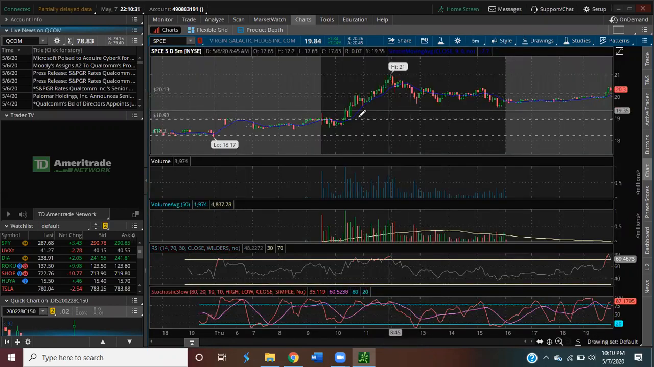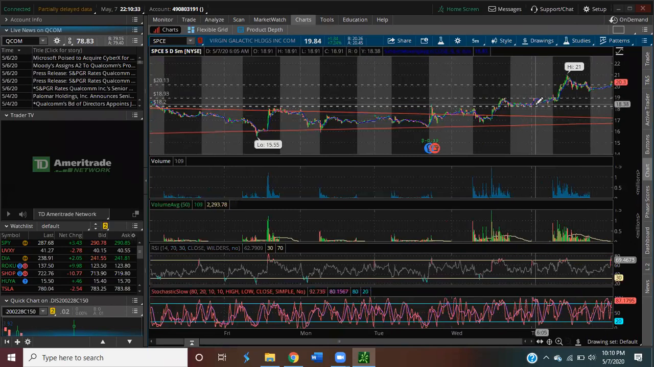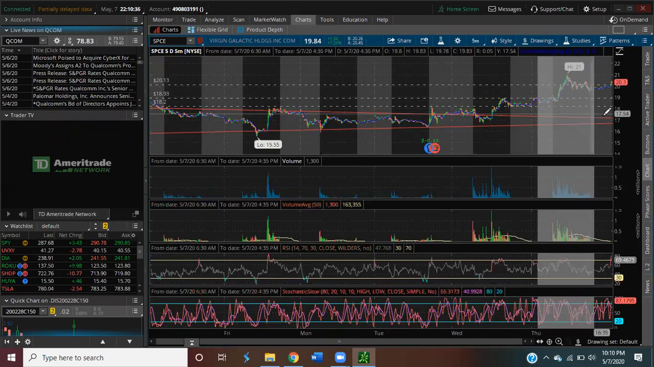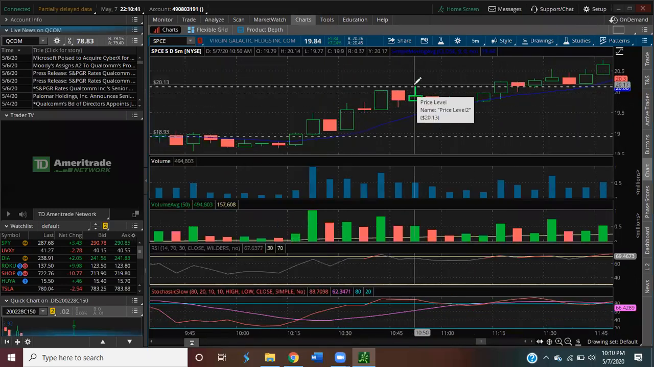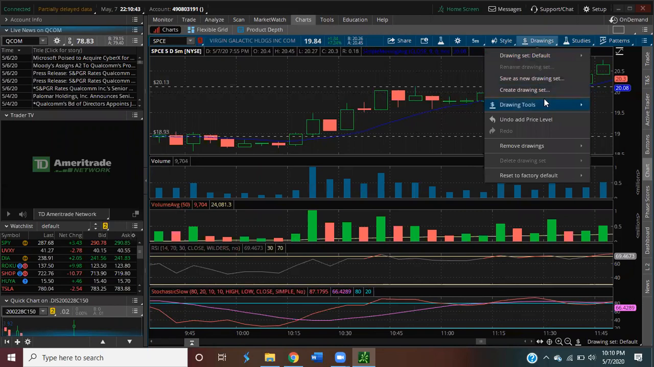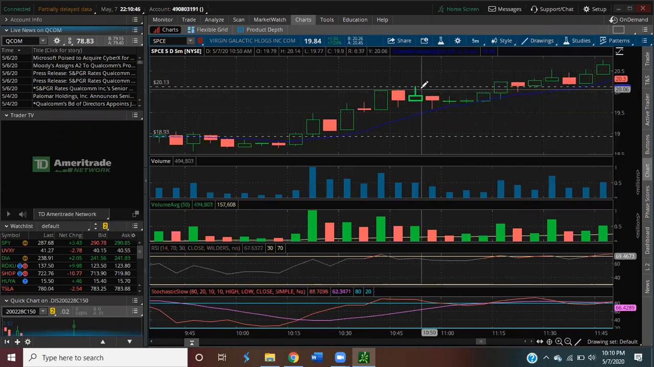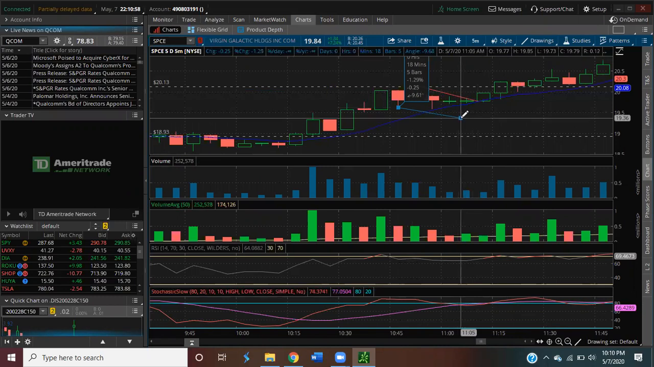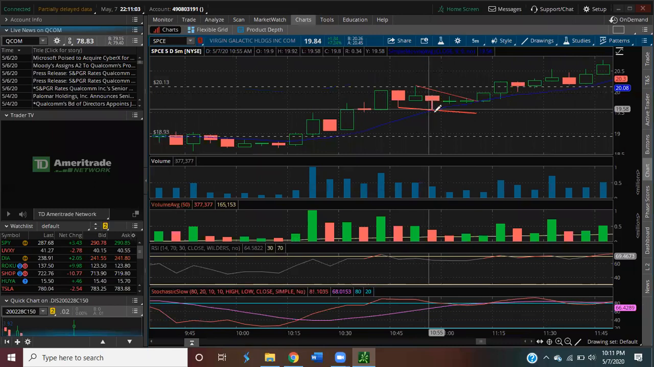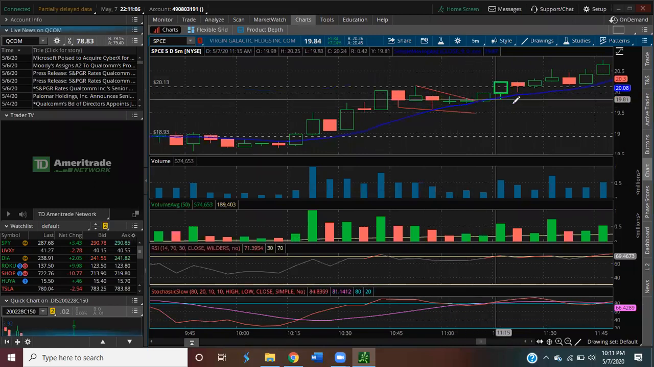But where is it? Right here. On this pullback, when it started pulling back, you could have... This is where you want to make your trades midday, when something's going to form a pattern after a run up. So you could have said, all right, you got your little bull flag right here. Boom. And then what happened when it pushed above?